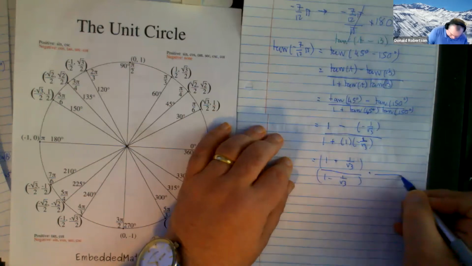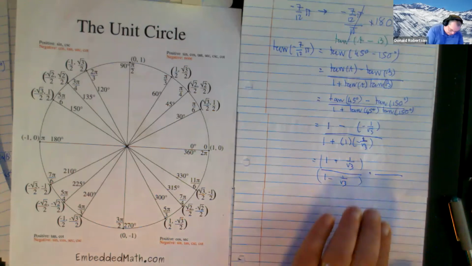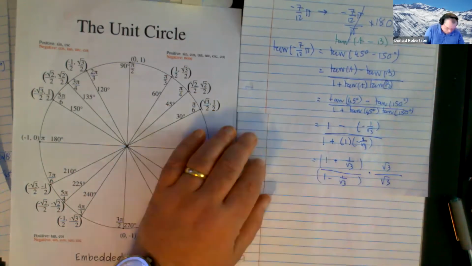We don't like fractions with fractions in them. And the algebra trick to do that is by multiplying the top and bottom by the same number. Essentially, you're multiplying by 1. And the version I'm going to do is that version of 1.